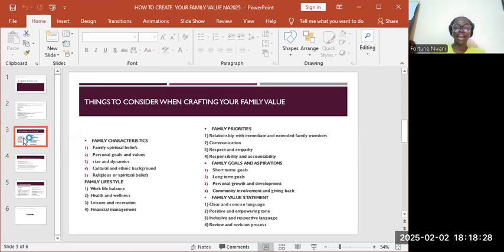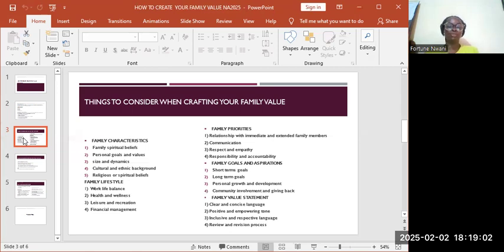Then also another area you want to look at is the family value statement. Now, how are you going to craft your family value statement? What are the sentences you're going to use to talk about your family? That is what that means. So that statement should be clear and concise, means short, okay? It should not be so elaborate, so something simple. I'm going to tell you mine at the end of the day.